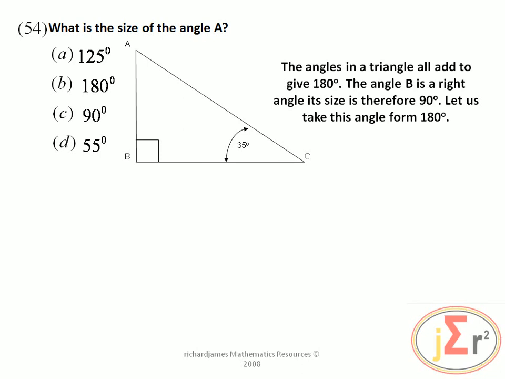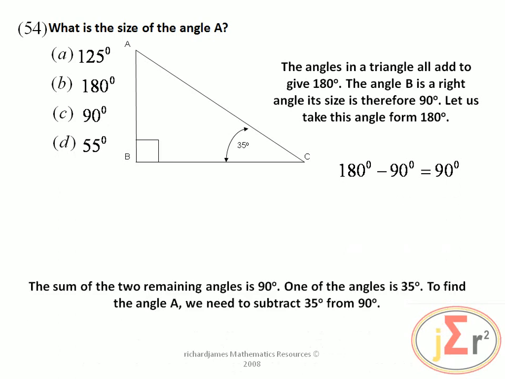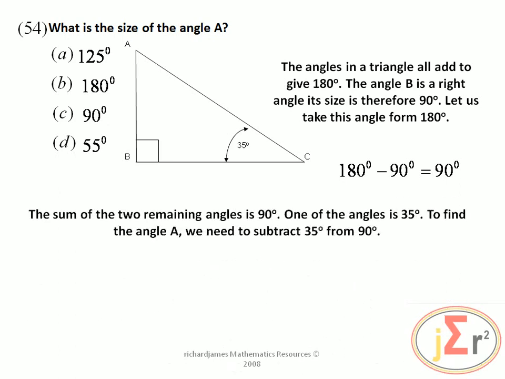It is 90 degrees. So let us take that 90 degrees angle from the total angles in the triangle. Total angles in the triangle, 180 degrees. B is 90. Take out 90. And we have 90 left. The sum of the two remaining angles is 90 degrees. One of the angles is 35 degrees. To find the angle A, we need to subtract 35 degrees from 90 degrees. Our answer is 55 degrees, and that is represented by option D.